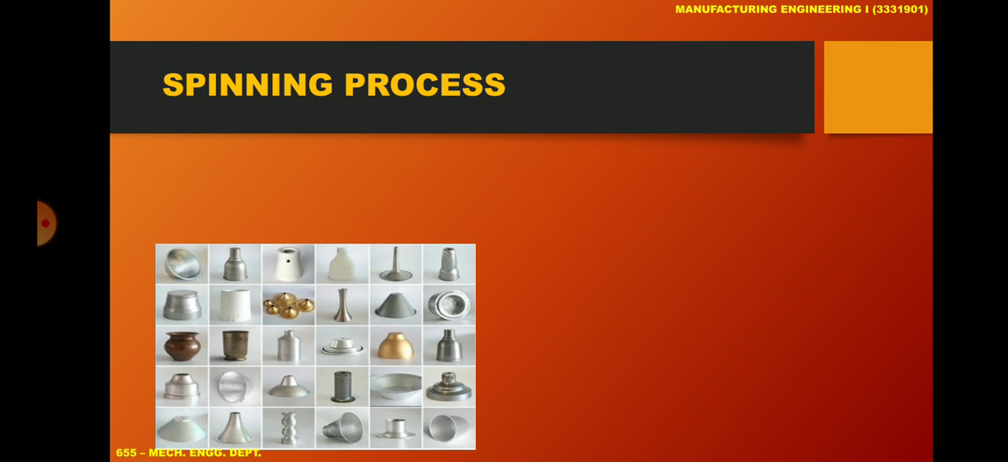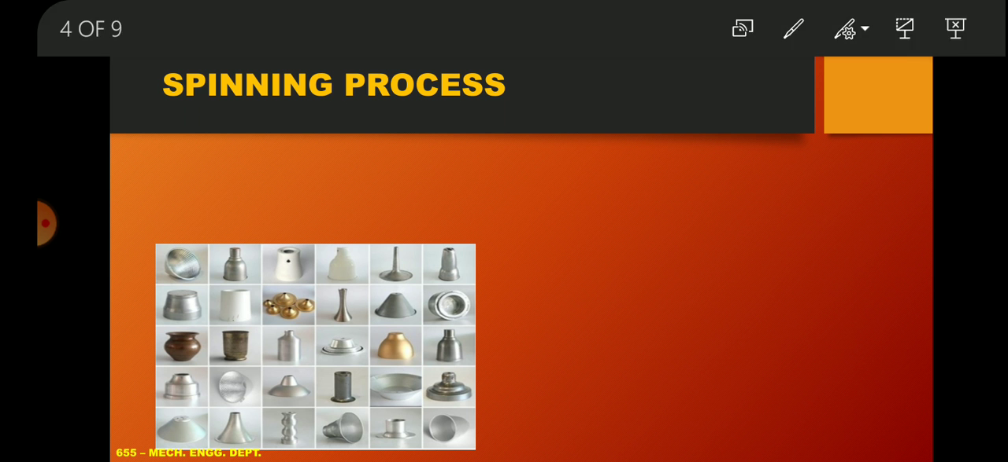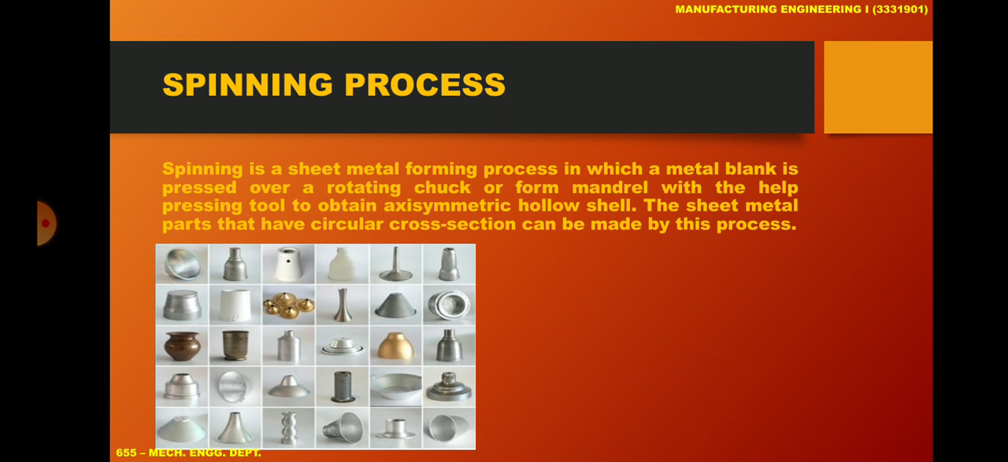The third process is the spinning process. Most asked in GTU exams, the spinning process. Here in the figure we show different types of utensils used in our home appliances. Such utensils are produced with the help of the spinning process. Spinning is a sheet metal forming process. Obviously, the utensils we have seen in our house are made of sheet metal.